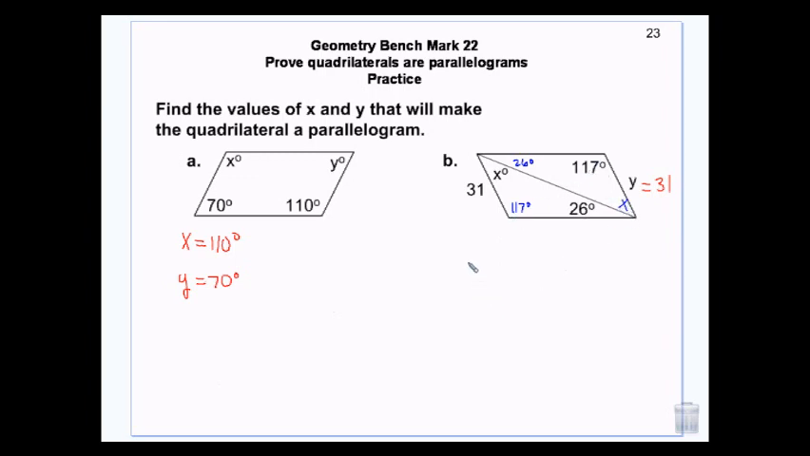And I know that x plus 26 will make up this whole angle right here, and that's 117. And these two angles have to add up to what? 180. 180 is kind of like always the magic number, isn't it? 26 and 117 is 143. So 37 degrees.